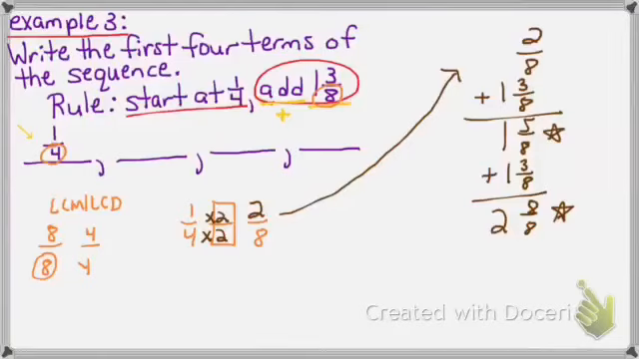I'll apply the rule again for the third blank, and the rule was add 1 3/8. Denominators are the same, so they stay the same. 8 plus 3 equals 11. 2 plus 1 equals 3, and that's the third and final term. So all of the starred numbers are my terms, but remember I can't write them in unless they're fully simplified.